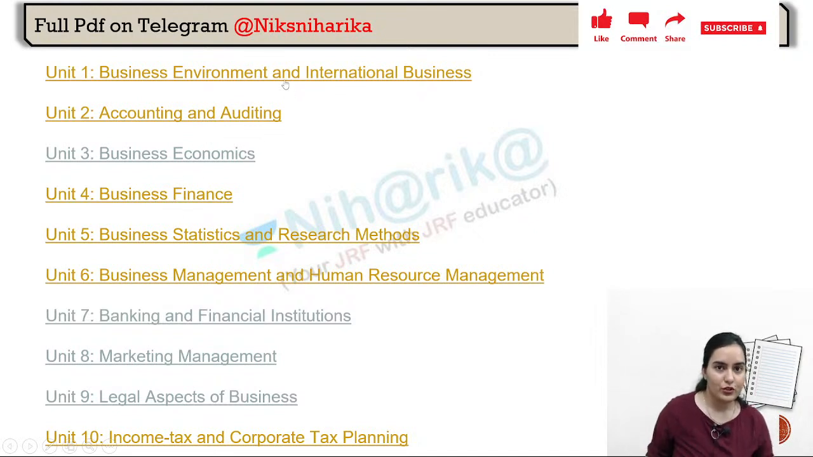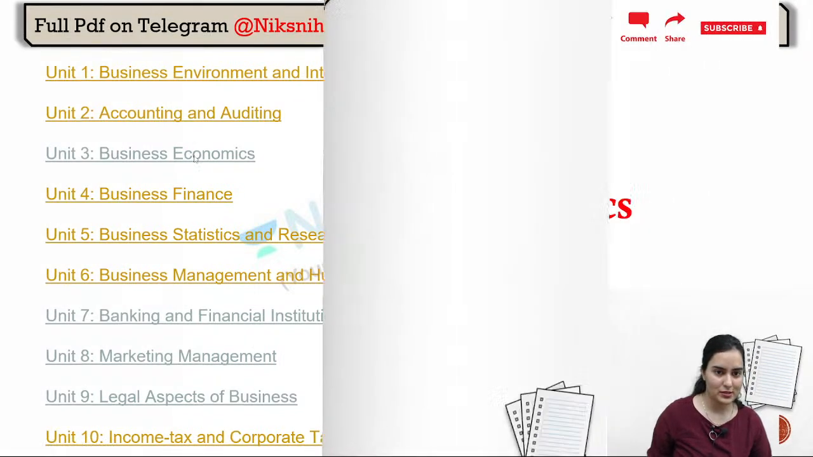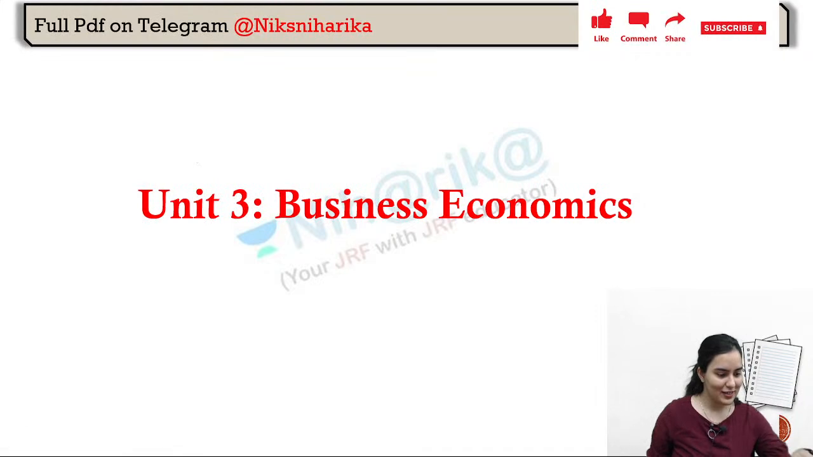Which units have we covered till now? We have covered business environment, auditing, business finance, statistics, and management. Now we have to go towards business economics, banking, marketing, legal aspect, and income tax. So let's start a little bit with economics, one by one, and we'll try to cover as much as possible.